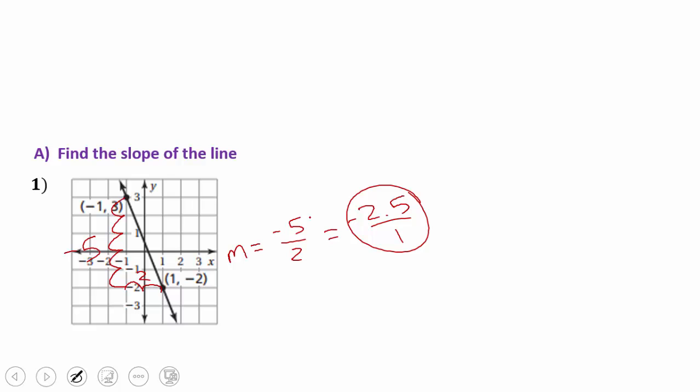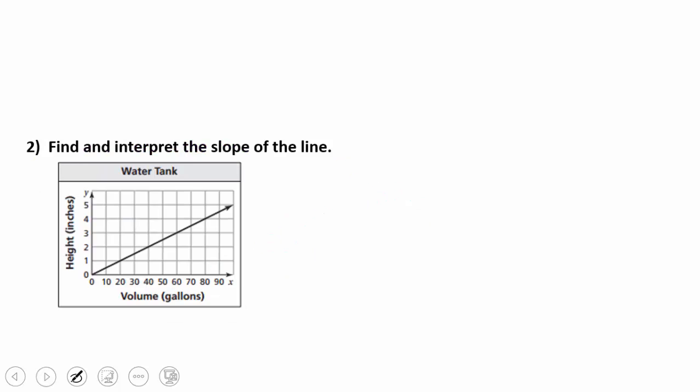So either one of these is absolutely acceptable. You could take the slope to the unit rate. Let's find and interpret slope of a line.